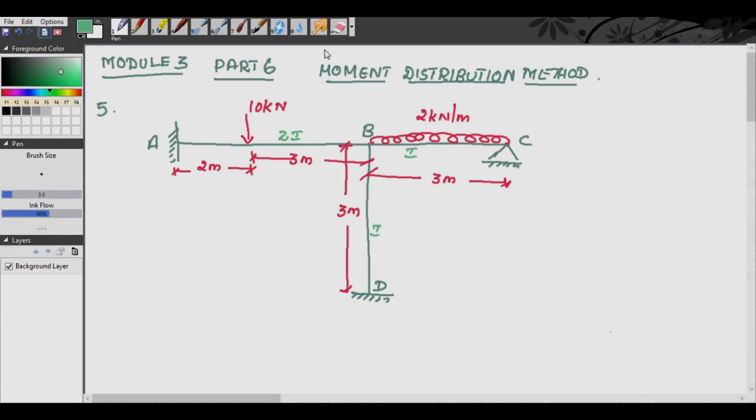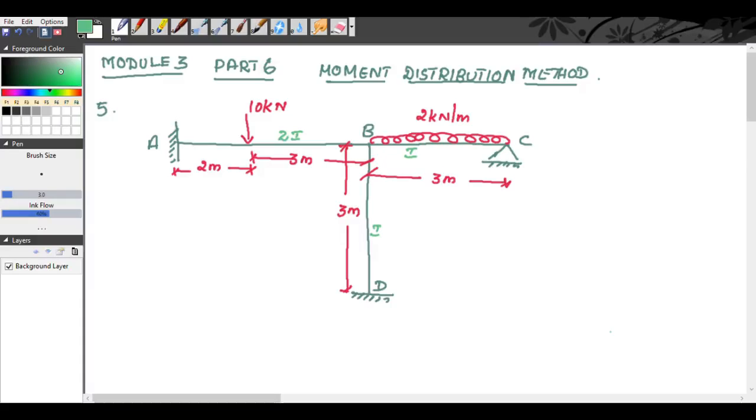Welcome everybody once again. So we are studying our moment distribution method. This is our sixth class, and in the previous classes we saw the basics of moment distribution method, how to find the relative stiffness, how to find the absolute stiffness, how to find the distribution factors. We saw how to solve continuous beams using moment distribution method.